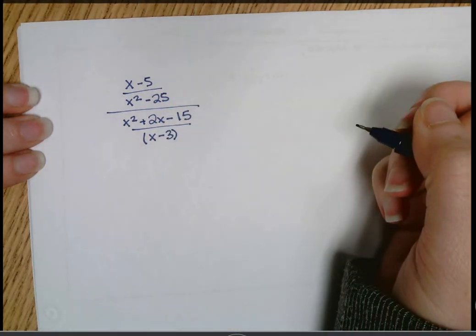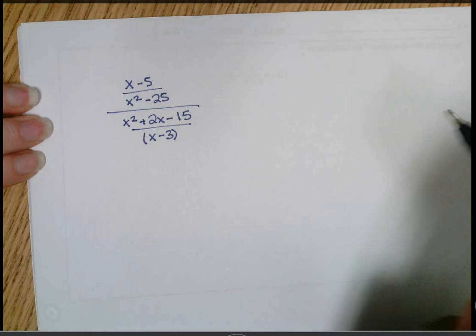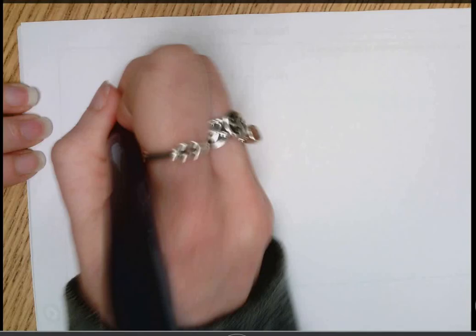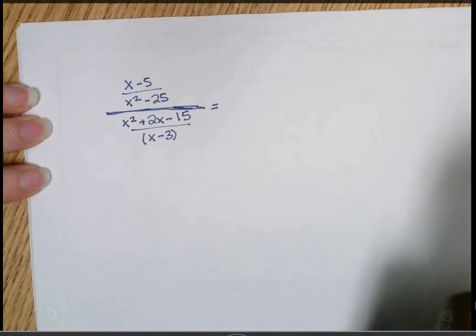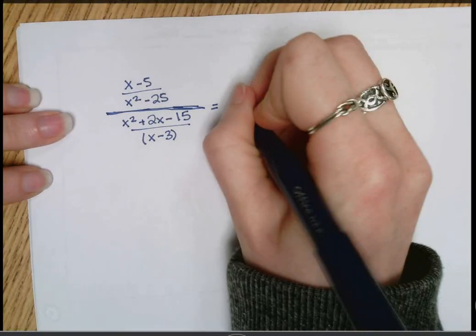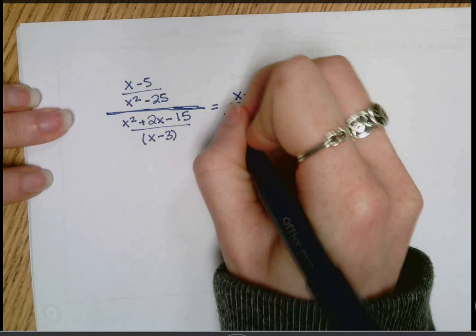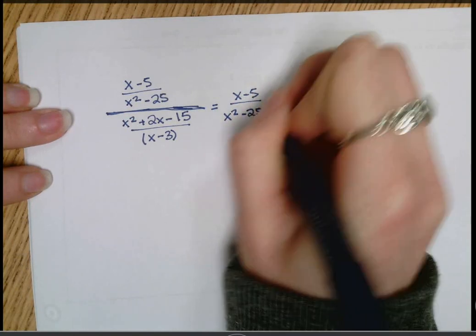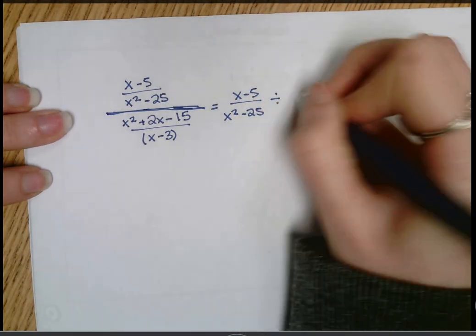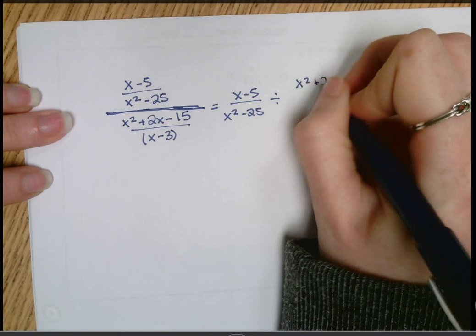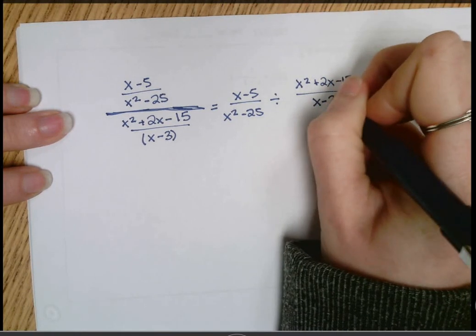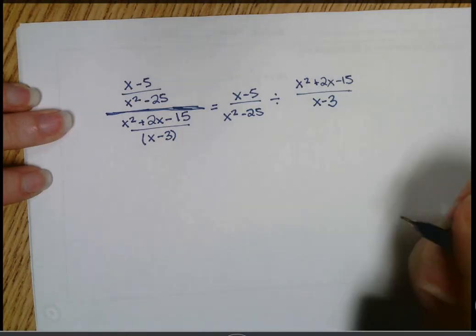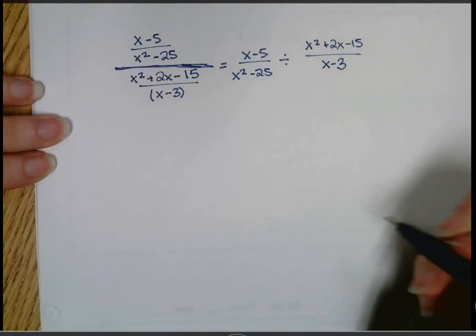Well, what I can do is I can actually think about this as division. Because remember, this fraction bar is just division. So the key thing is to try and get rid of that bar. So x minus 5 divided by x squared minus 25, well, that's just being divided by x squared plus 2x minus 15 divided by x minus 3. So once we're here, this is just the division we learned.